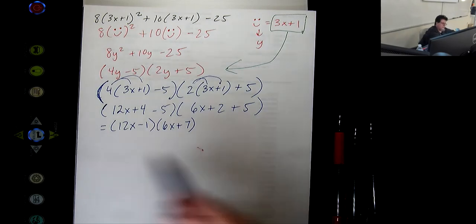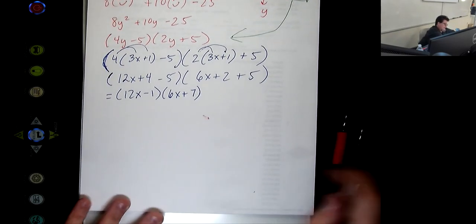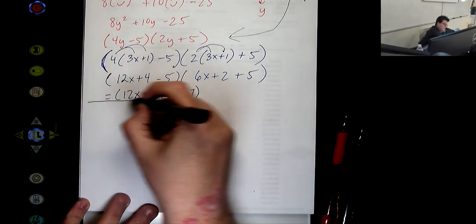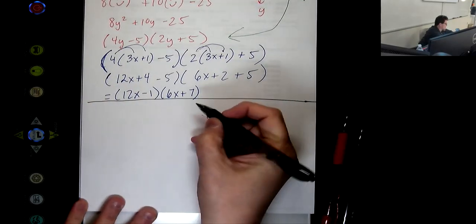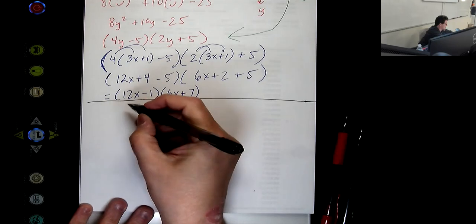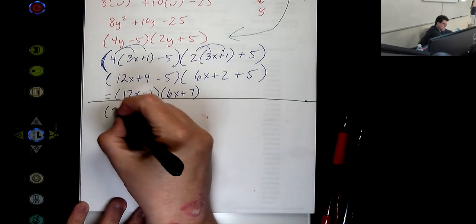I'm gonna let you guys try one. This will be our final factoring one before we move on to the next section. So let's give you guys, let's keep going with the 3x plus 1. Why not?